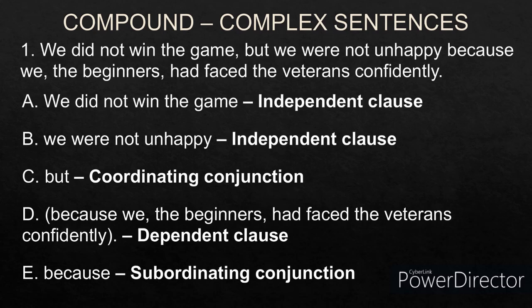For example, we did not win the game, but we were not unhappy because we, the beginners, had faced the veterans confidently. Now there are two independent clauses. We did not win the game. This is an independent clause. We were not unhappy. This is the second independent clause, and but is the coordinating conjunction. And because we the beginners had faced the veterans confidently is a dependent clause. And because here is the subordinating conjunction. So there are two independent clauses and one dependent clause. So this is an example of a compound complex sentence.